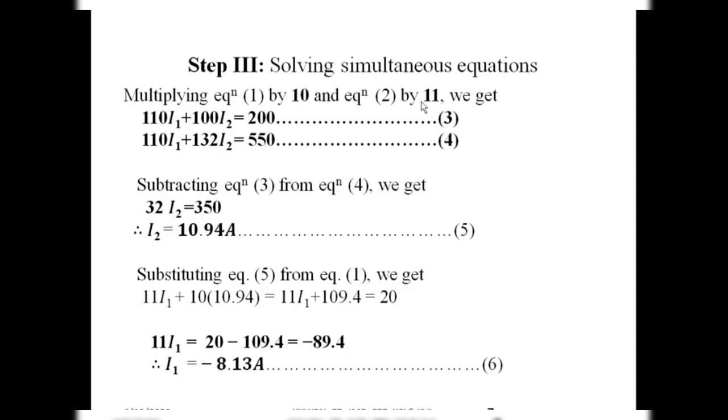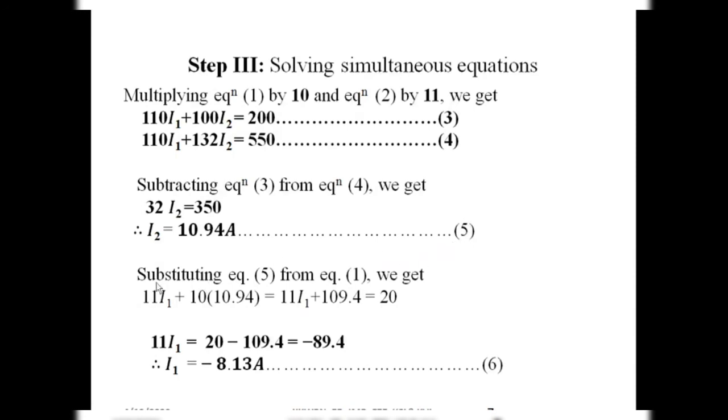Then equation 2 multiplied by 11 becomes 110 I1 plus 132 I2 equal to 550. That is our equation number 4. Now, subtracting equation 3 from equation 4, we get 32 I2 equal to 350, because 110 I1 will cancel out. Then 132 minus 100 gives 32, and 550 minus 200 gives 350. Solving this for I2, we get the current as 10.94 ampere. Let us call it equation number 5.